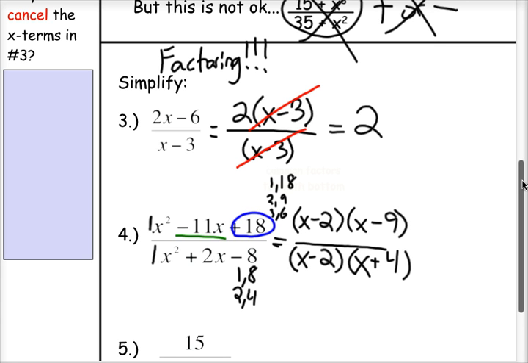So now, once I've completely factored this, now I look for one of the parentheses that is the same on the top and on the bottom, and I'm going to cancel it. So x minus 2 cancels off. So I'm just left with x minus 9 divided by x plus 4.